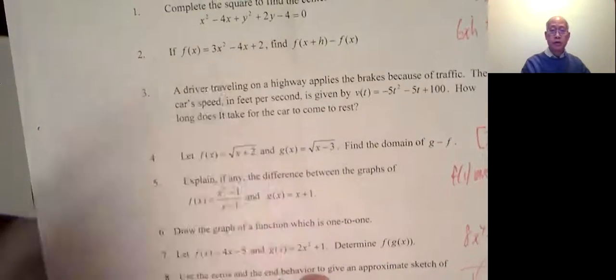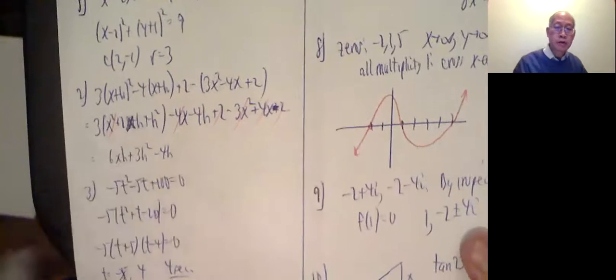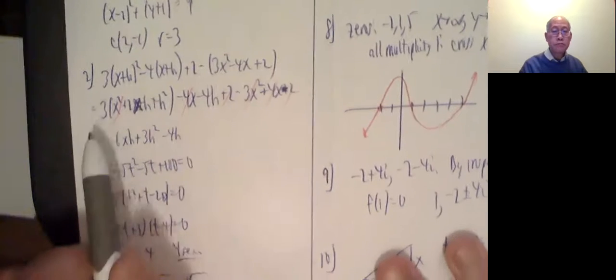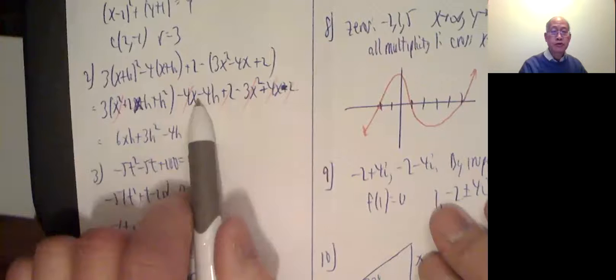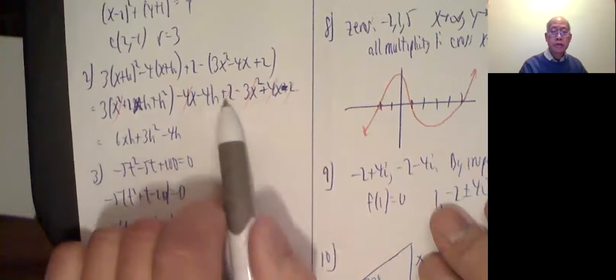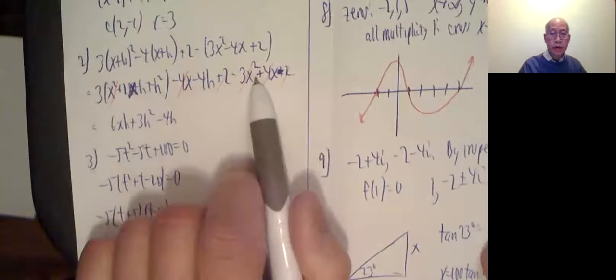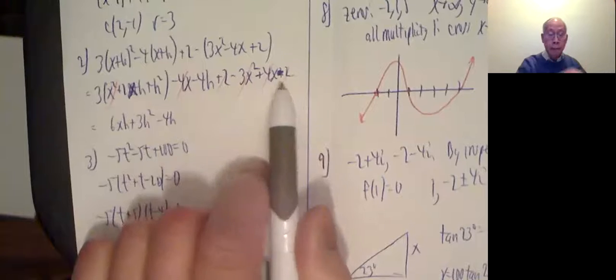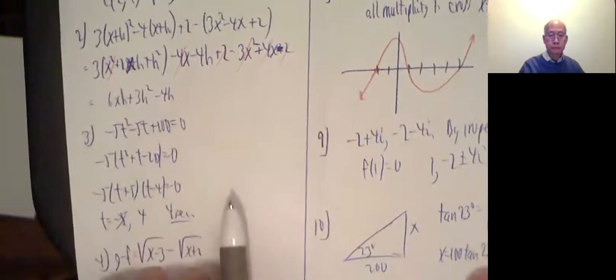Number 3, trying to find f of x plus h minus f of x for this function. So 3 times (x plus h) squared minus 4 times (x plus h) plus 2, minus (3x squared minus 4x plus 2). This is 3 times (x squared plus 2xh plus h squared) minus 4x minus 4h plus 2. Distribute the minus sign: minus 3x squared plus 4x minus 2. This will become 3x squared. That cancels that 3x squared. -4x cancels out positive 4x. Plus 2 minus 2 cancels out. So we're left with 6xh plus 3h squared minus 4h after distributing.